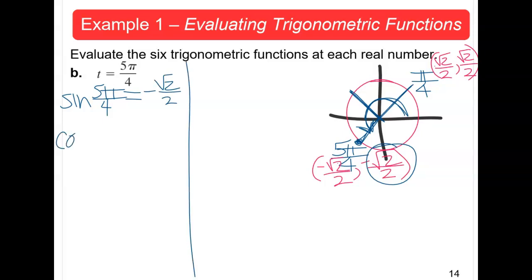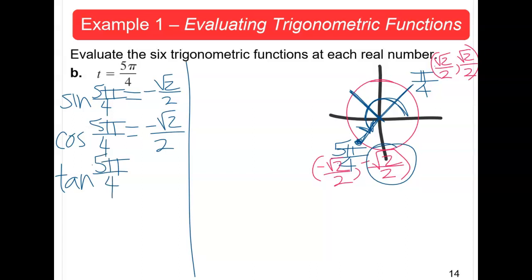Then we have the cosine of 5 pi over 4, and that is also negative square root of 2 over 2. For the tangent, this is the easiest of all, because if we're going to divide x over y, and you see that x and y are equal, so you're dividing square root of 2 over 2 by square root of 2 over 2, and so that will just simply be equal to 1.